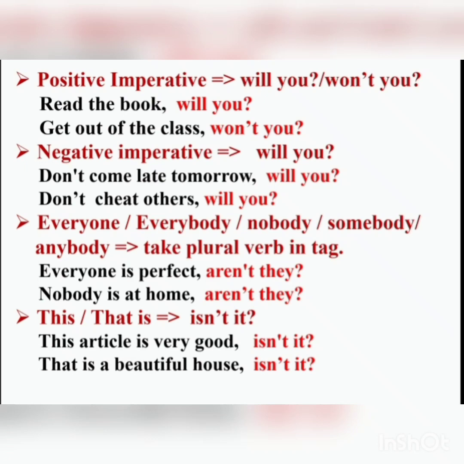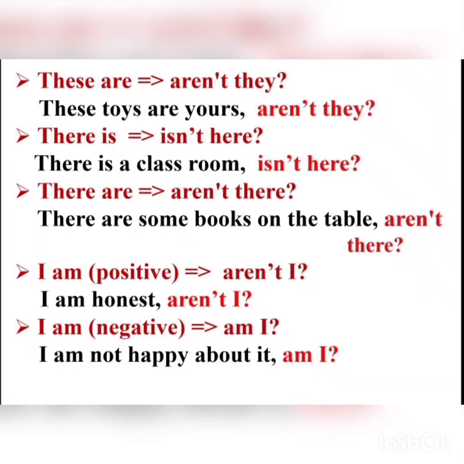This and that, we have to use a singular auxiliary. This article is very good. Since it is positive, take a negative tag. Isn't it? That is a beautiful house. Isn't it? For this and that, you should take the pronoun it. And the next one is these, those, are. It should be taken as plural and the pronoun will be they.